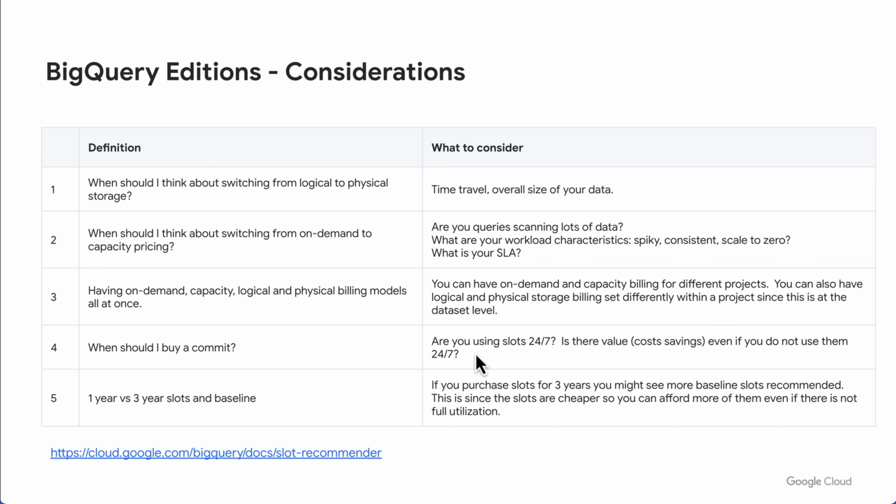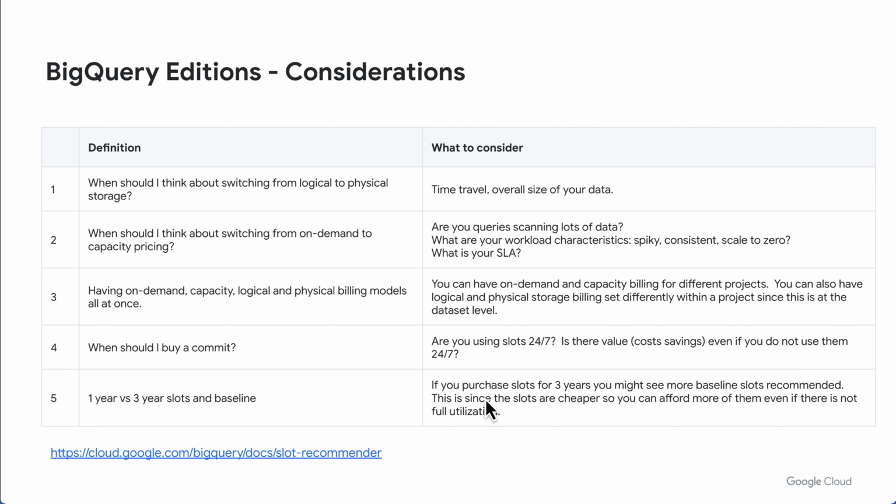When should I buy a commit? Typically, if you're using slots 24/7 and you're running them all year long, you want to take a look at a commit because there's 20% or 40% cost savings. Sometimes there's cost savings even if you're not using them 24/7. If you need 500 slots for 19 hours of the day, it might be something to take a look at, to say, hey, I should purchase these slots, and then I have them at the reduced cost, and I don't have to worry about getting them during an auto scale rule. I know they're there, and I can get that additional savings and share them across different projects. So something to consider around commits.